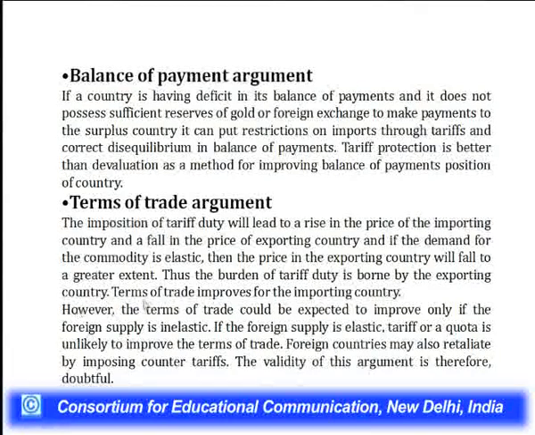However, the terms of trade could be expected to improve only if the foreign supply is inelastic. If the foreign supply is elastic, a tariff or quota is unlikely to improve the terms of trade. Foreign countries may also retaliate by imposing counter tariffs. The validity of this argument is also doubtful.